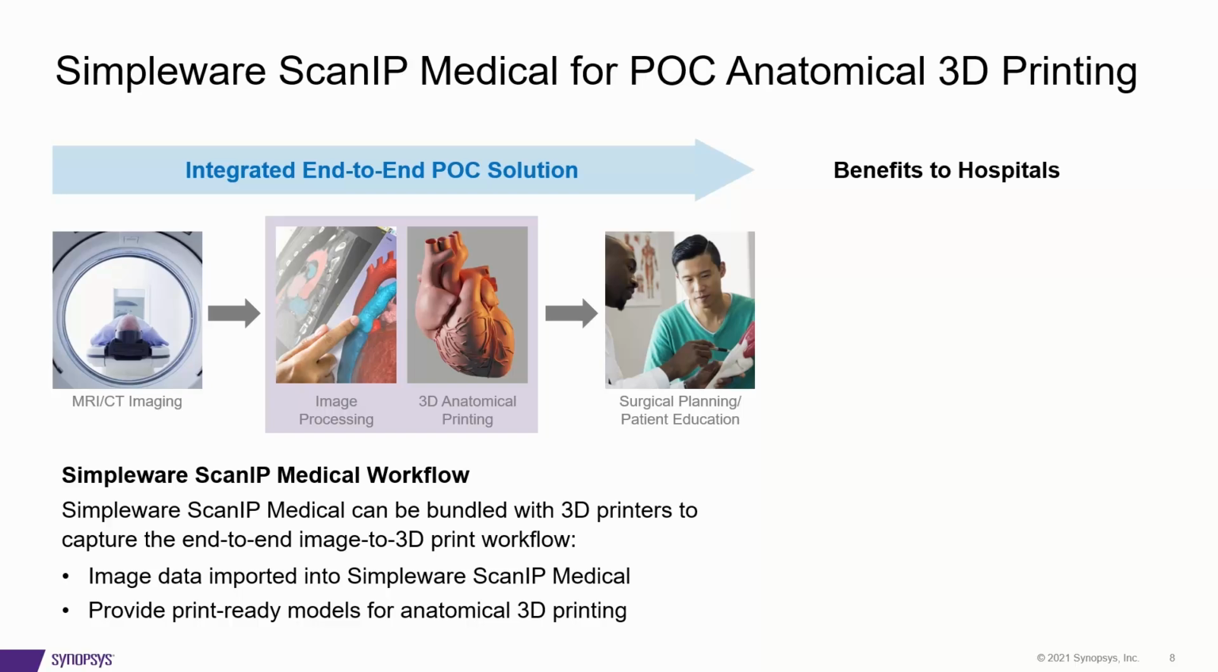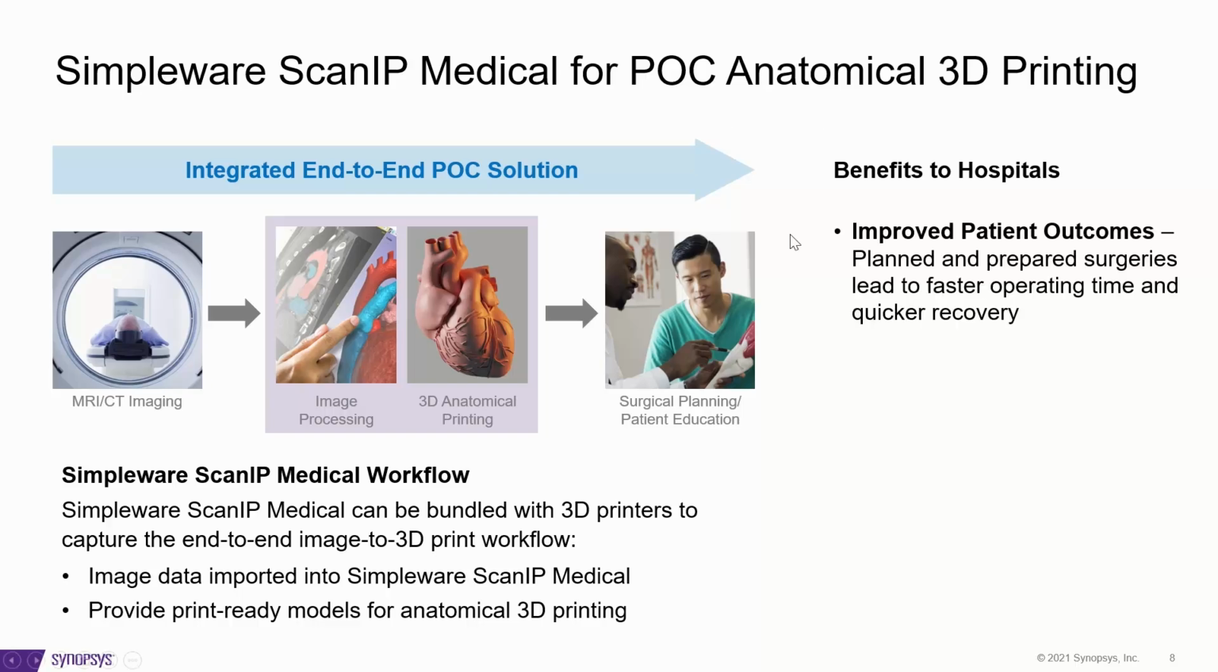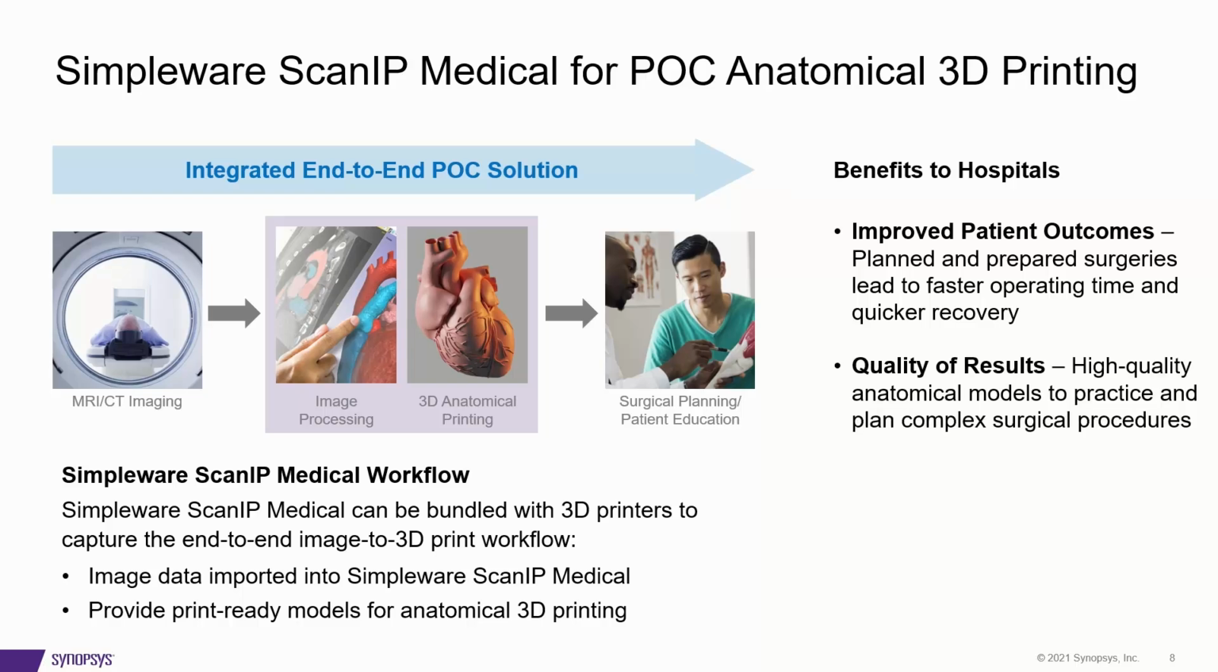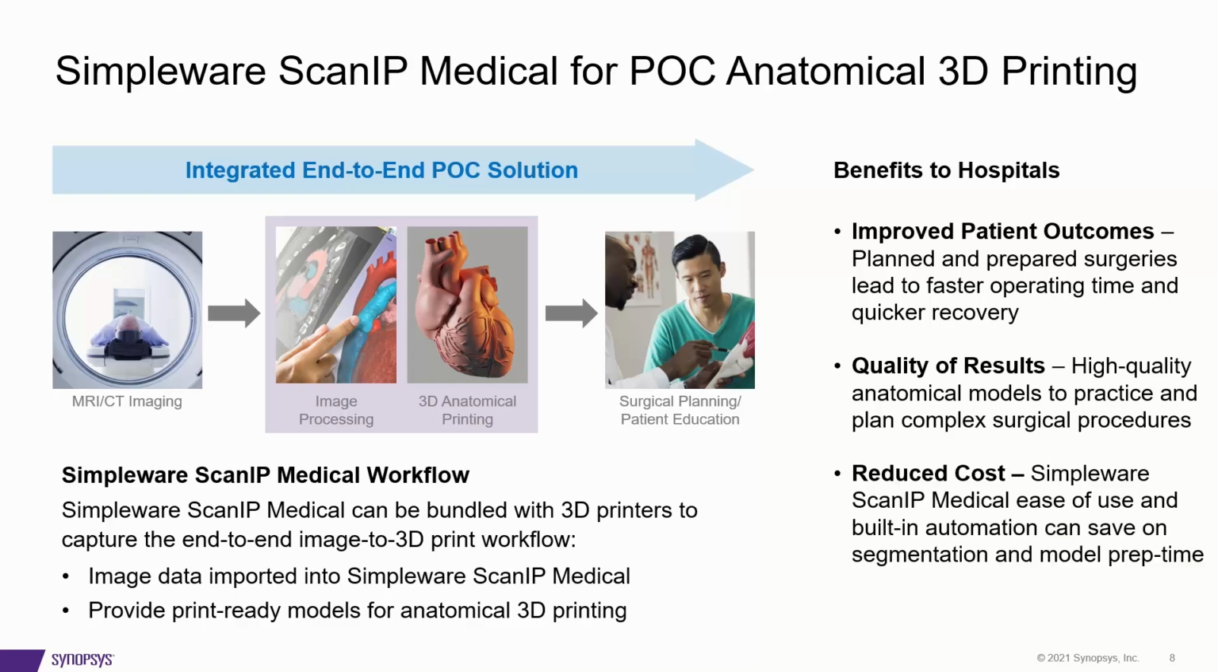The benefits to the hospitals are things such as improved patient outcomes. Planned and prepared surgeries lead to faster operating time and quicker recovery. You get a better quality of results, with high quality anatomical models to practice and plan complex surgical procedures, and then reduced costs. With Simpleware Biomedical, the ease of use of the software and built-in automation can save on segmentation and model prep time, all within a single environment. There aren't multiple software packages. Everything is integrated into one software environment.